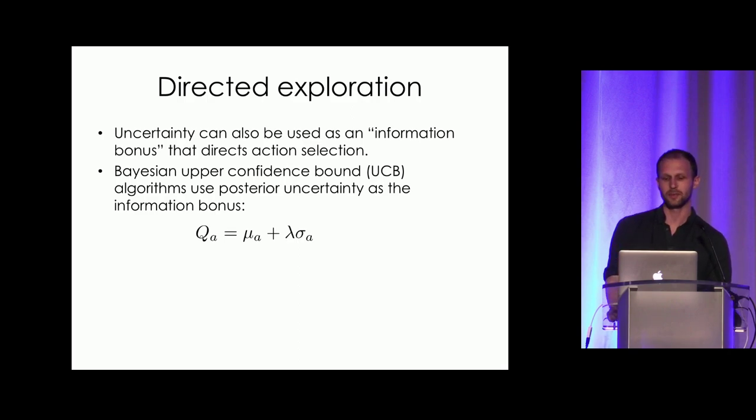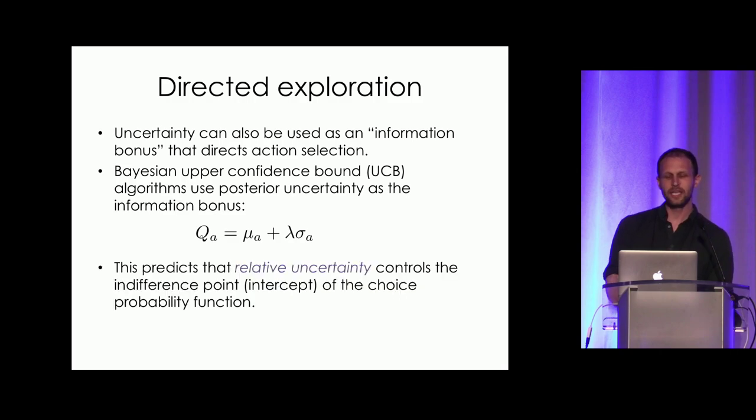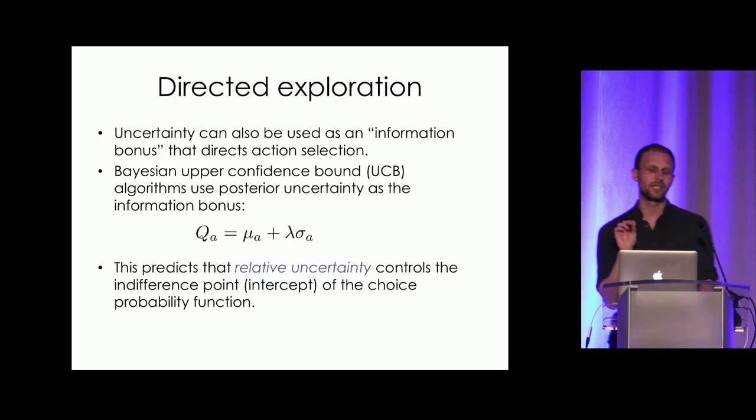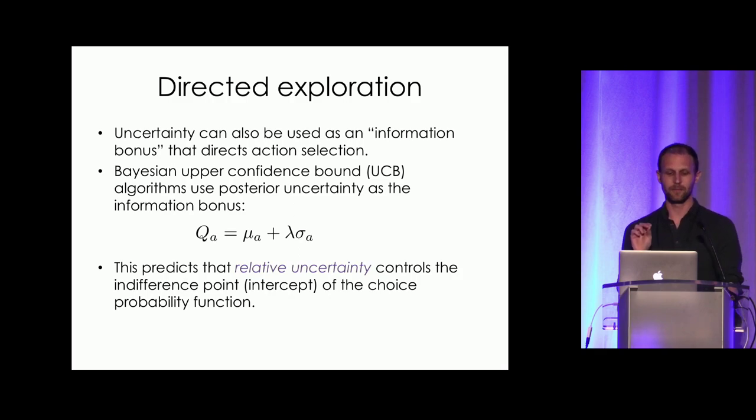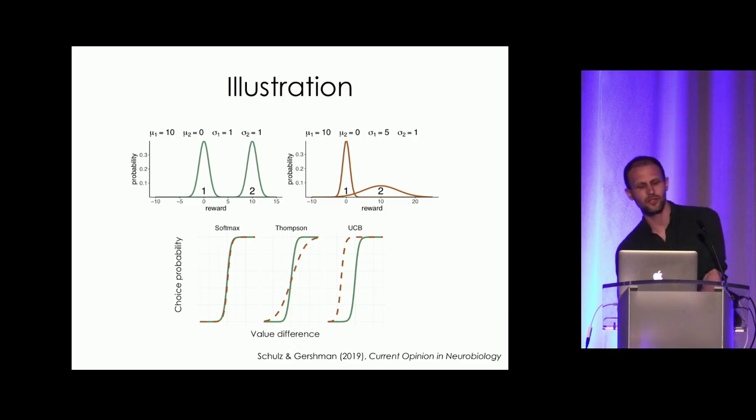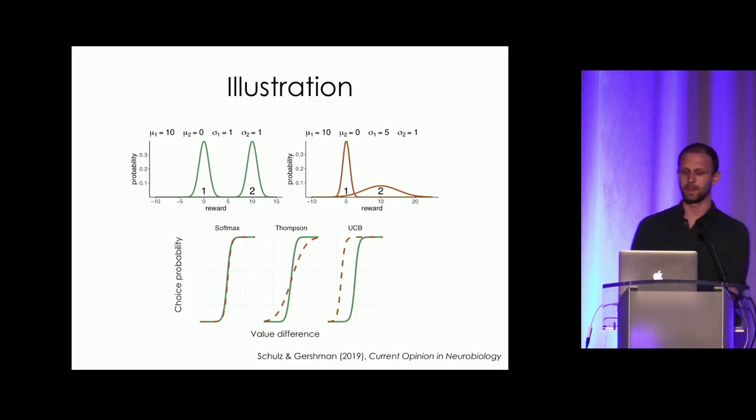that's a free parameter governing the exploration-exploitation trade-off. So here what really matters is not total uncertainty, but relative uncertainty between the arms. And that's going to control not the slope, but the indifference point or intercept of the choice probability function. And that's illustrated here. So in this case, you'd predict the slopes would stay the same, but the intercept would shift over for this red banded.